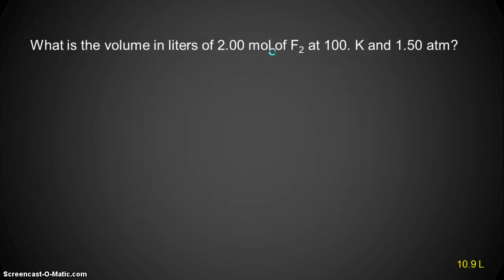So here's a different kind of gas problem. Here you'll notice it says, what is the volume in liters of 2 moles of fluorine gas at 100 Kelvin and 1.5 atmospheres? Notice that there's no before and after scenarios, so since there's not, I'm going to predict that I'm going to be using the ideal gas law, PV equals nRT.